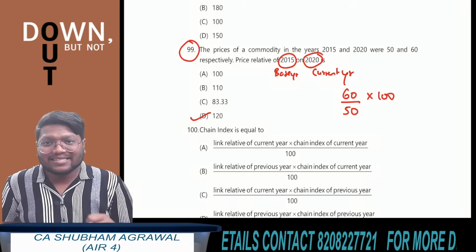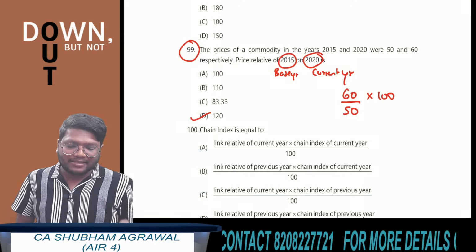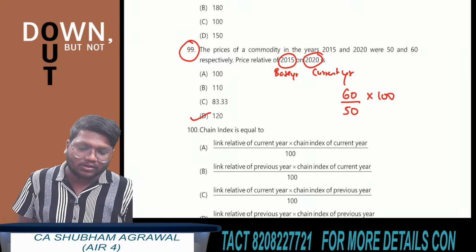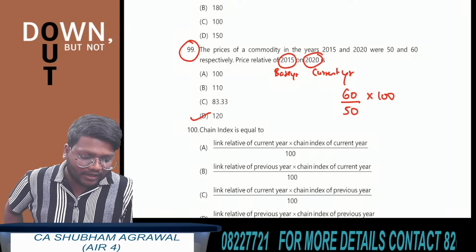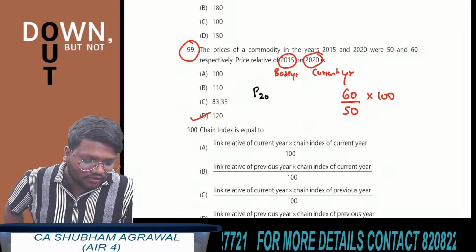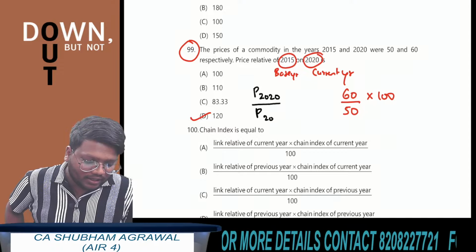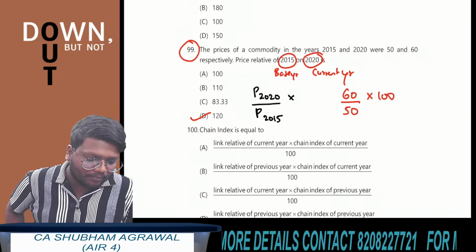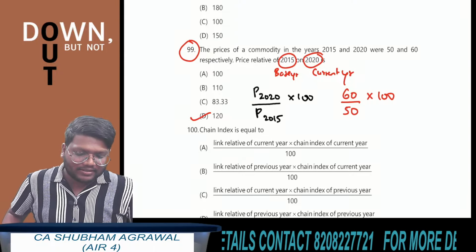Price relative of 2015 on 2020 means you have to write the price of the commodity in the year 2020 in the numerator, divided by the price of the commodity in the year 2015 in the denominator, multiplied by 100. This will give you 120 as the answer.